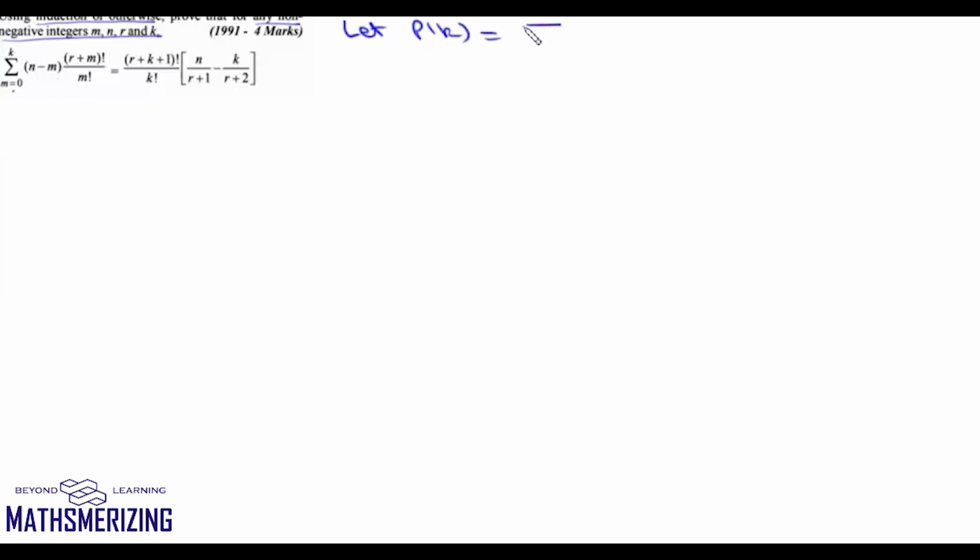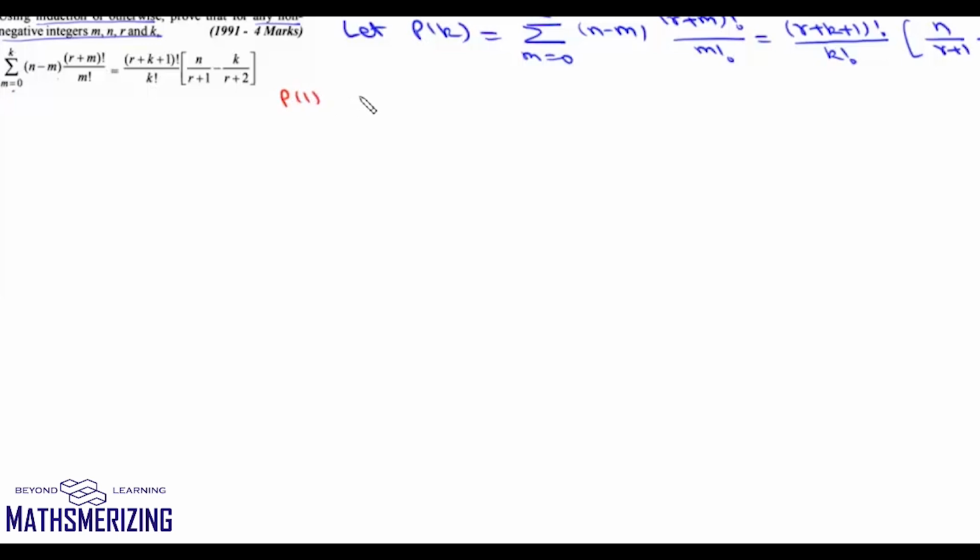Pk equal this summation, m varies from 0 to k, (n minus m) (r plus m) factorial upon m factorial, and this is (r plus k plus 1) factorial upon k factorial, times (n upon r plus 1 minus k upon r plus 2). Now we'll prove this result using induction. So first we'll prove P1 is true.